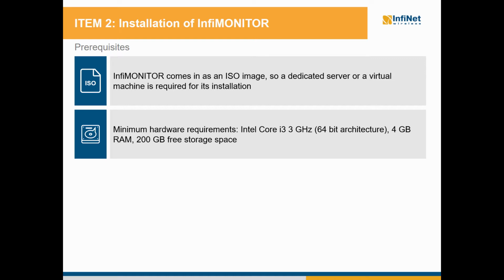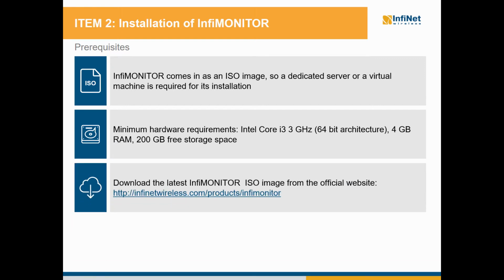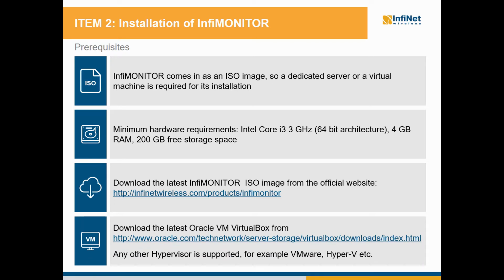Please note that these are the requirements for monitoring up to 50 units. If you have more than 50 units in your network, you will need more hardware resources. For more information, please refer to the InfiMONITOR user manual, which is available on the Infinet Wireless website in the documentation section. From our website, you can also download the latest InfiMONITOR ISO image, more precisely from infinetwireless.com/product/InfiMONITOR. Then, please download the latest Oracle VM VirtualBox from the Oracle website.